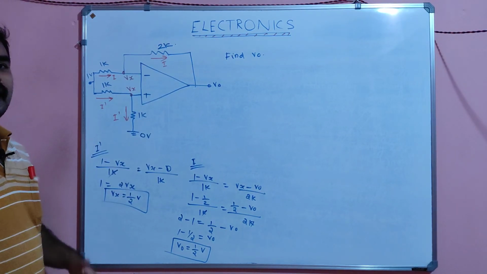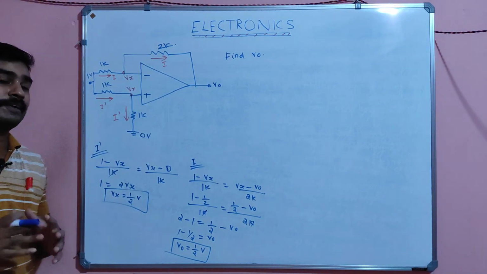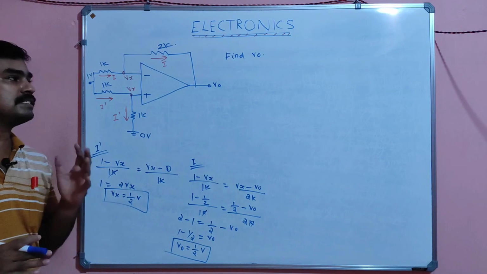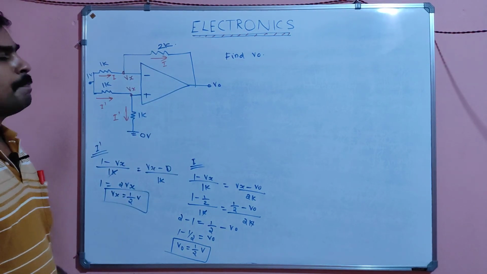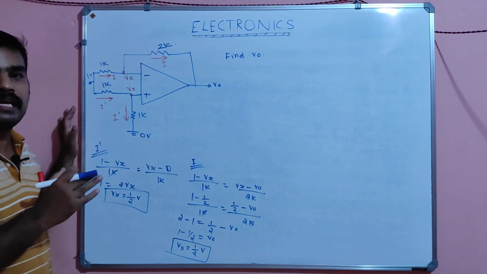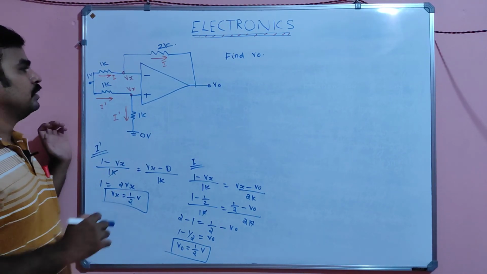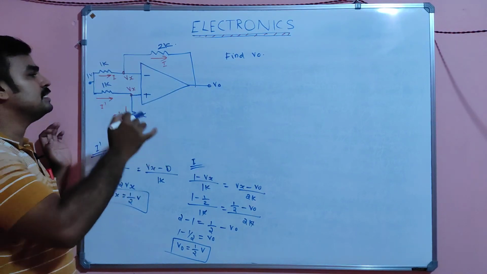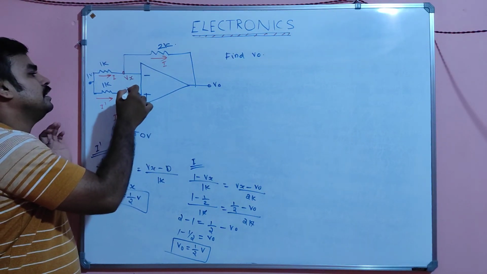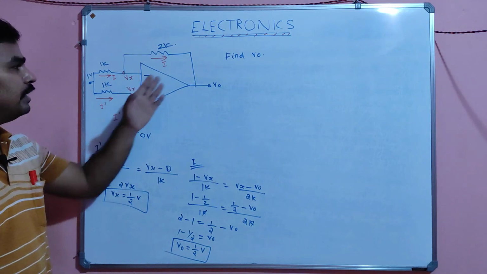Did you get the idea now of how this virtual ground property is useful for solving such questions? Any question regarding the op-amp, you can directly apply the virtual ground property, my dear. If no voltage is given, you can assume a voltage like Vx and solve for that. Finally, you will get the answer.